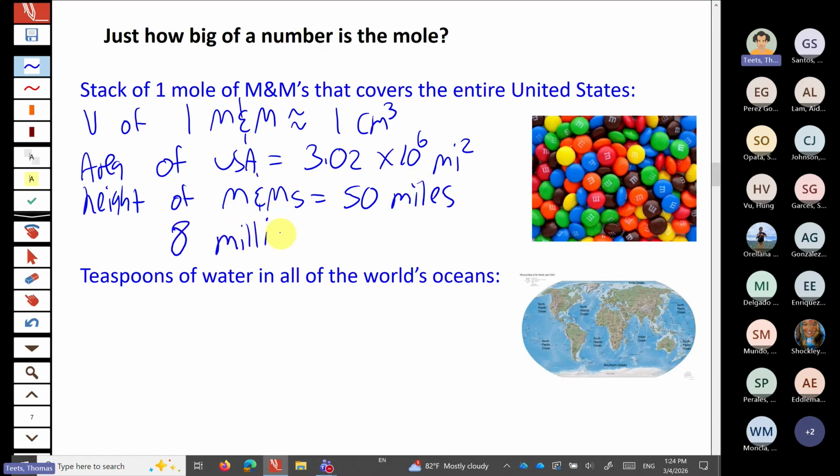So your guess of 200 was a little bit off, I have to say, but not a bad starting guess. It would require 8 million layers of M&Ms. You'd have to stack the M&Ms 8 million times to reach a mole over the entire United States of America.